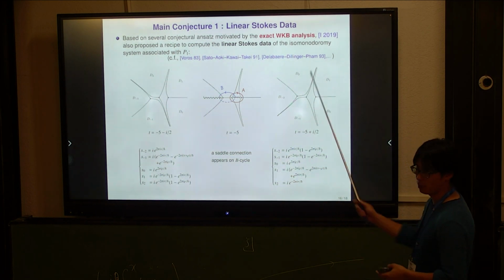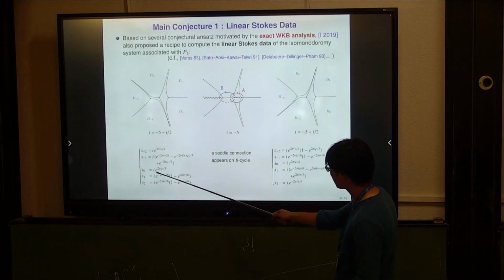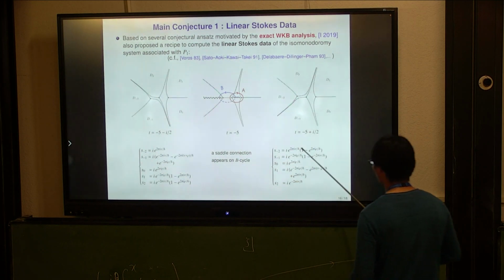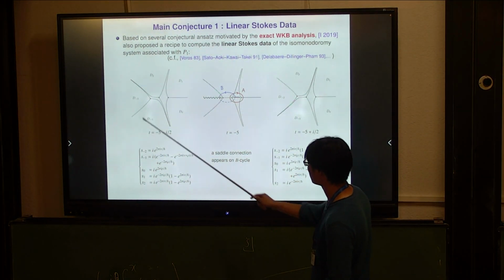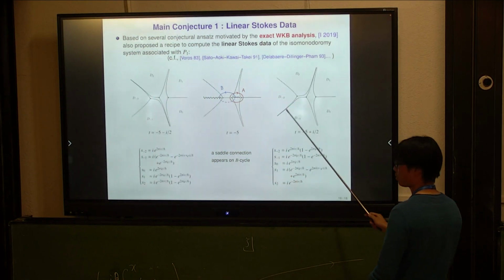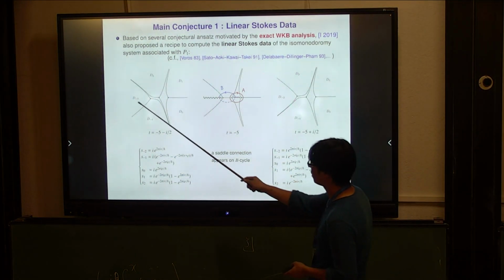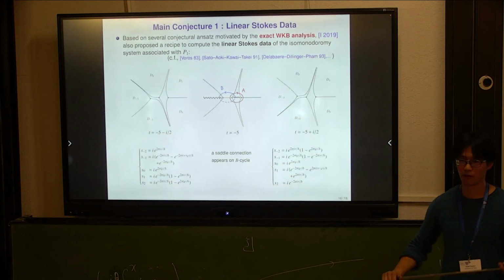Anyway, so you compute the Stokes data, and then you can observe that, for example, this S0 are identical, but S minus 2 are not identical. Here, S minus 2 is a Stokes multiplier from here to here. So here we have to cross two Stokes curves, so we have to consider two periods. But here we have to know only one, so the Stokes multiplier looks different.